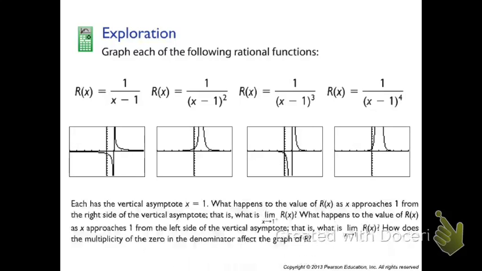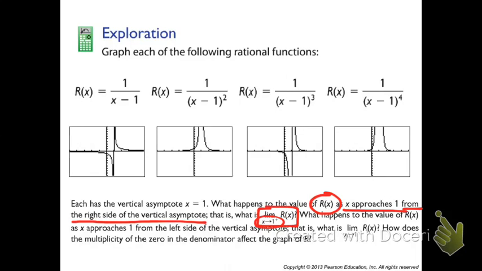Oh, I did want to make mention of some notation here. You may have noticed this down here. Each has the vertical asymptote x equals 1. And the one thing I really do want you to key in on so far is what happens to the value of r of x as x approaches 1 from the right side of the vertical asymptote. That is, we say what is the limit as x approaches 1 from the right of the function. The limit is just telling us where the y values are going, and in this case it tells us when x is approaching 1 from the right. That little plus sign right there means from the right. That's exactly what it says, from the right side.